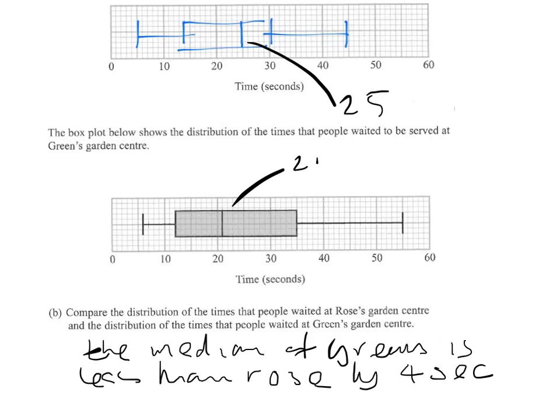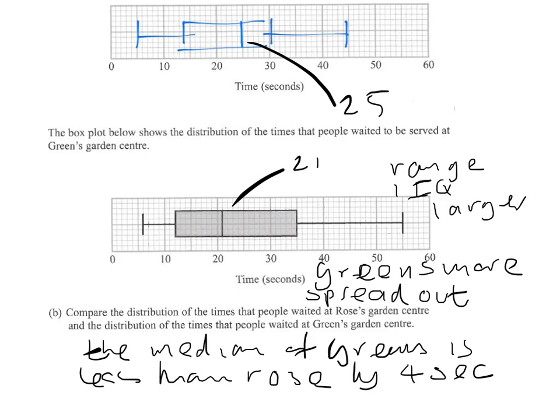Now commenting on the spread, we can see that the 2 measures of spread, let's have a look, the range, that's the lowest to the highest, or the difference between the highest and the lowest, well that's larger for Green's Garden Centre, and if we look at the interquartile range, that's also larger for Green's Garden Centre. So we simply say that Green's is more spread out. And we can say that either the range or the interquartile range is larger for Green's Garden Centre, and that will get you the marks.